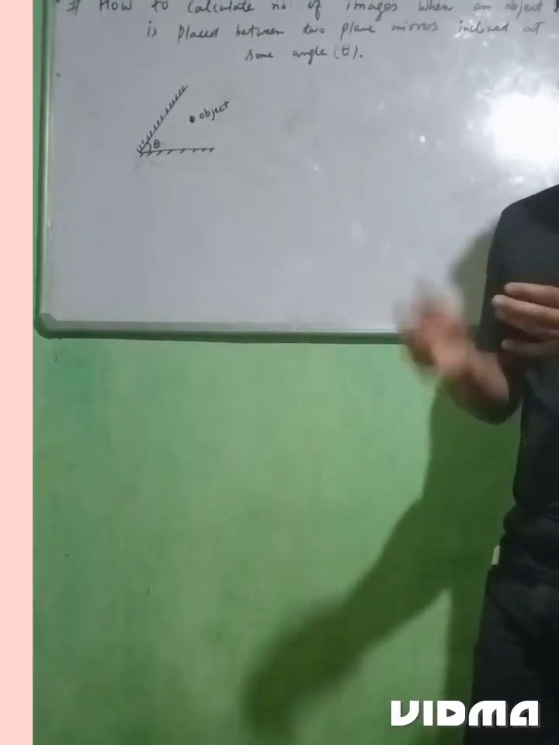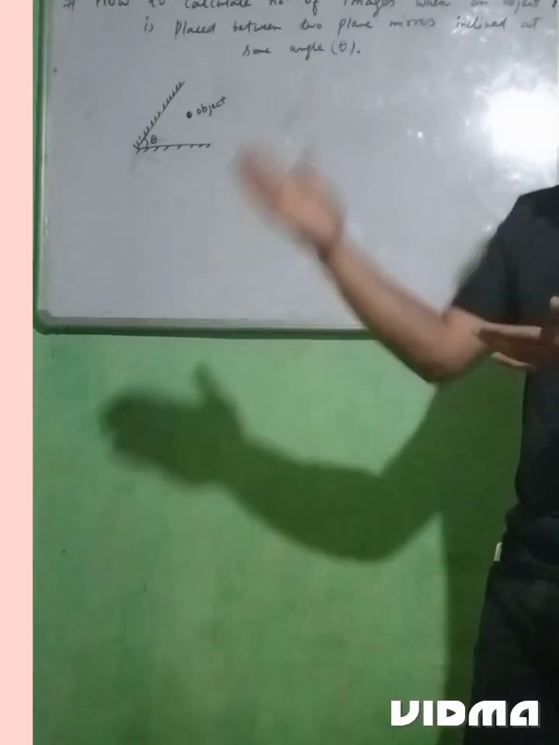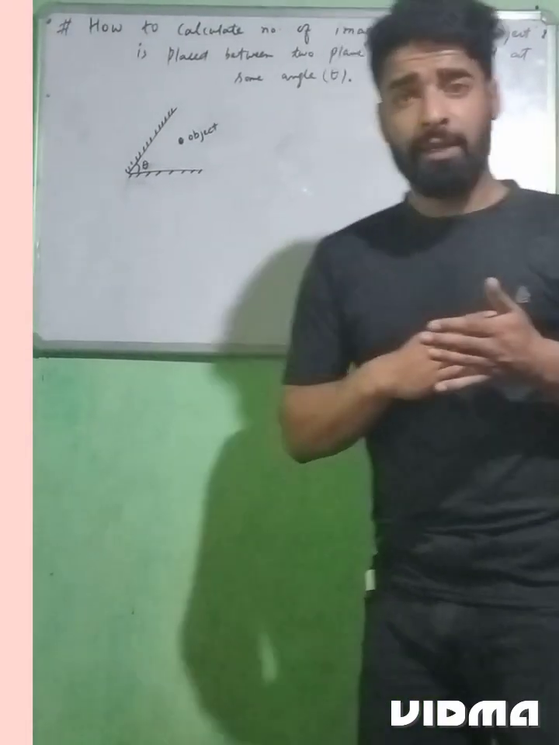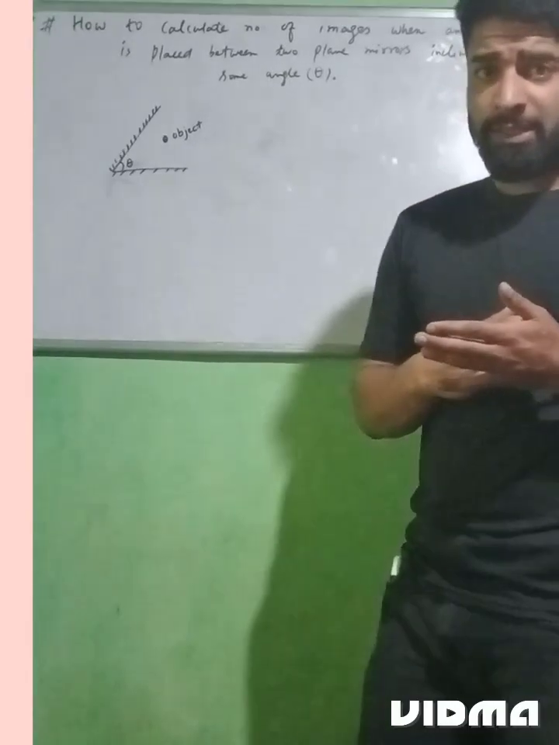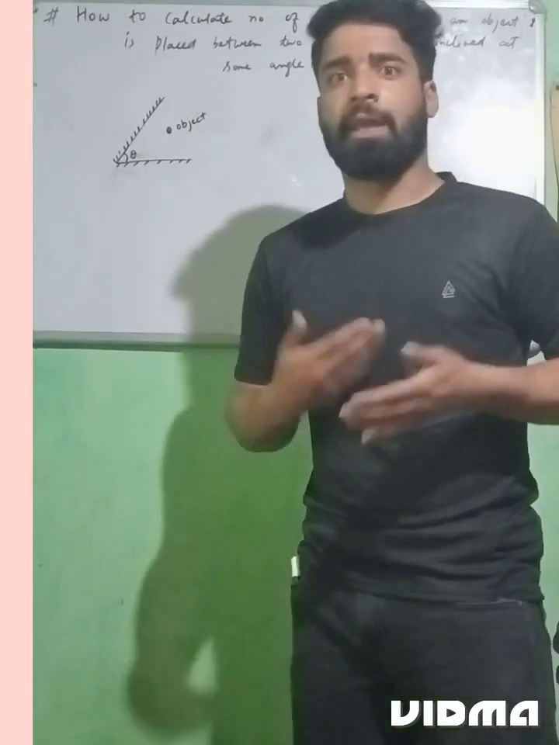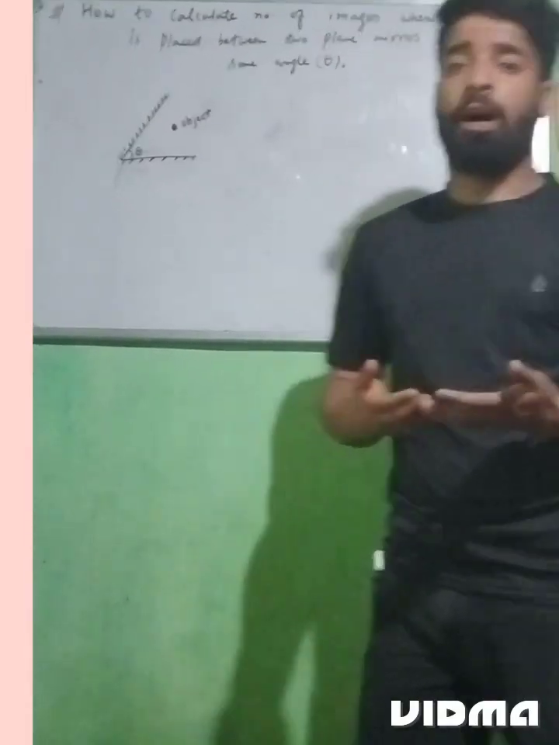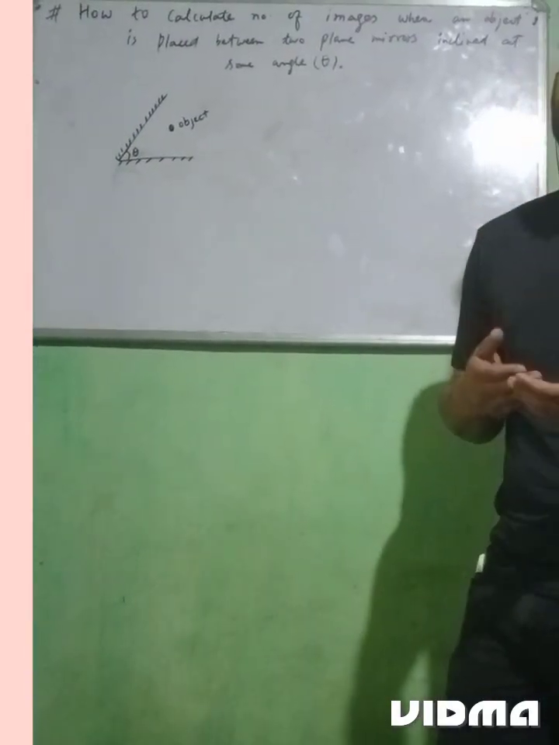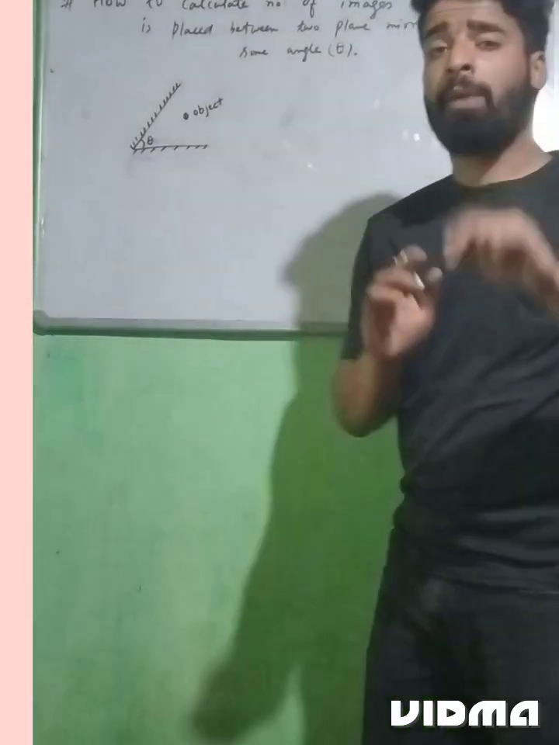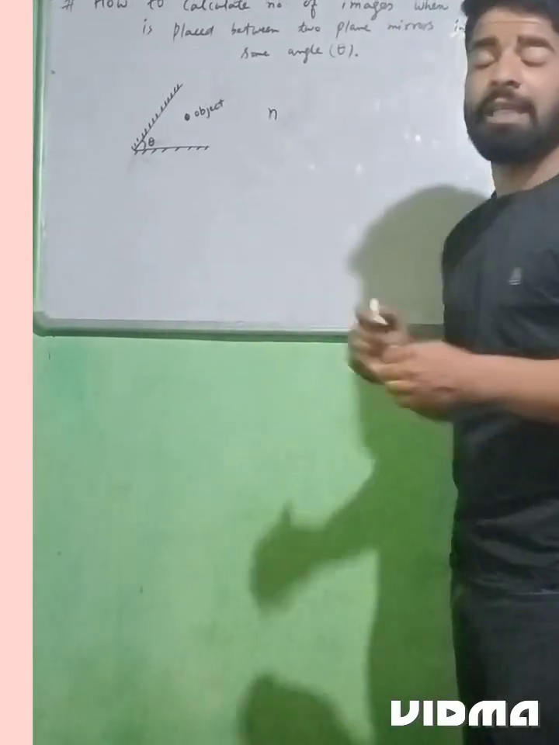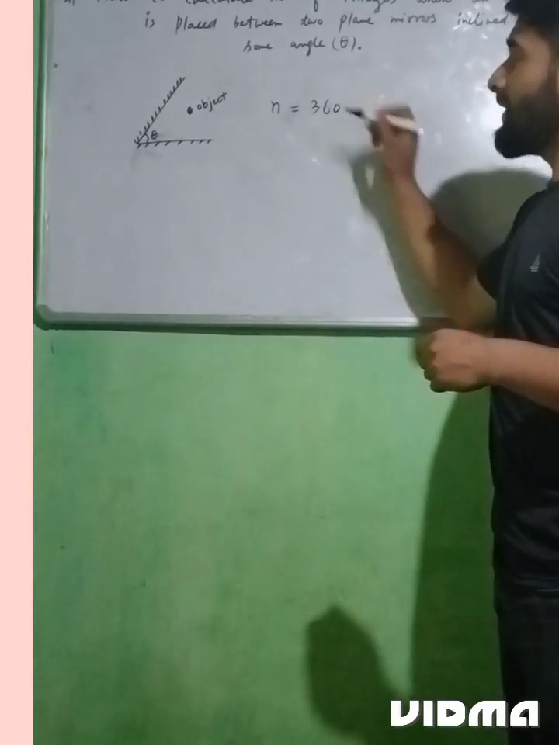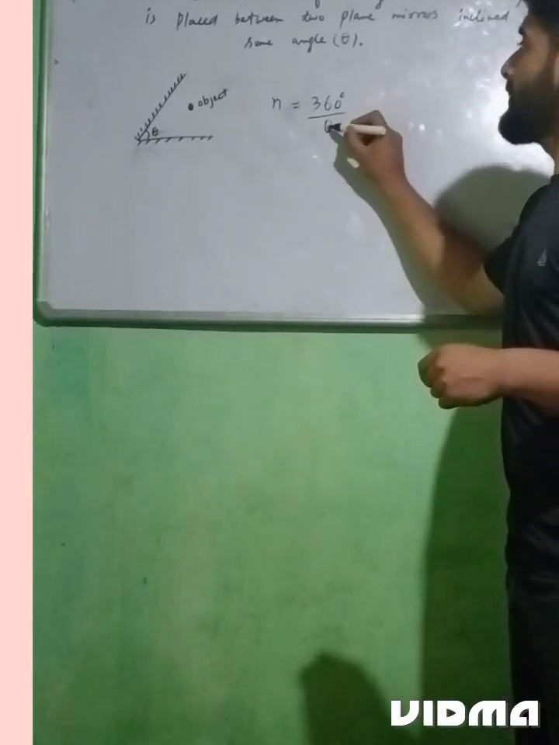बनेगी। अगर एक ही ऑब्जेक्ट होगा और आगे एक मिरर होगा तो उसकी बनेगी हमेशा एक ही इमेज। But when two mirrors are inclined at some angle and an object is placed in between them, then what is the funda? How many images will be formed there? For this we have a formula to calculate number of images. N is number of images, that is equal to 360 degree divided by theta.